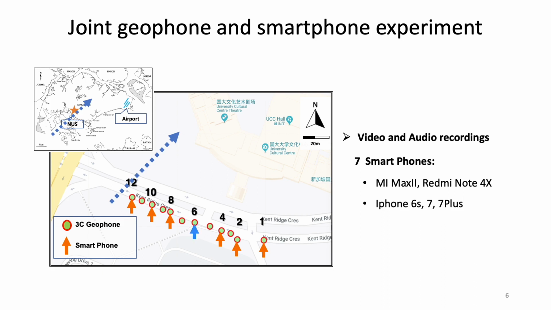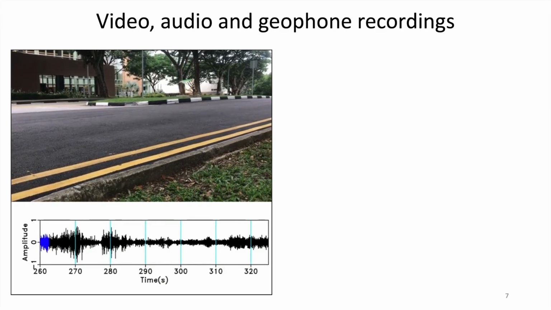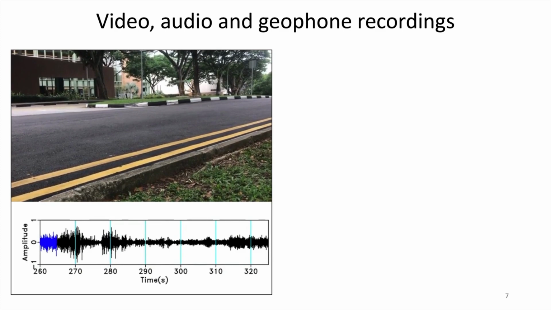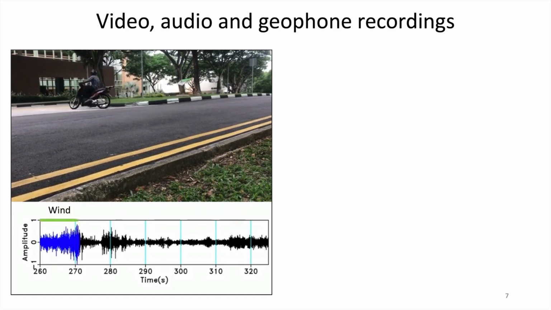Now let's first see what we have recorded at Station 6. On the top left panel is a piece of video recorded by the smartphone. We extract the audio from the video and plot the audio's waveform in the bottom panel. Let's watch the video. So these large amplitudes come from the wind.